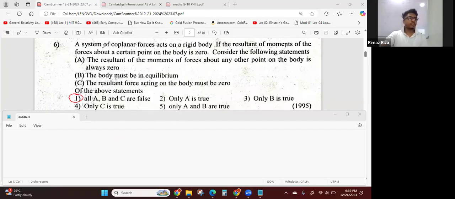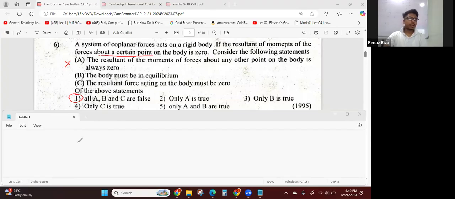A system of coplanar forces acts on a rigid body. If the resultant of moments of the forces about a certain point on the body is 0, consider the following statements. A: the resultant of moments of forces about any other point of the body is always zero. This is wrong, because here it says about a certain point.